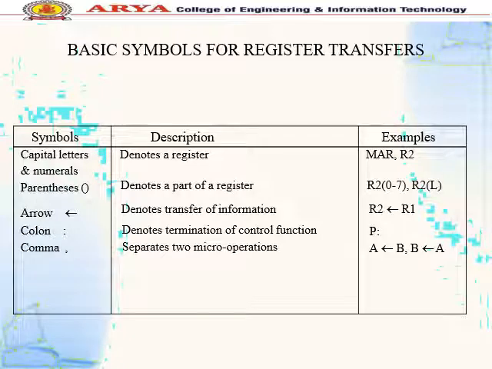The basic symbols for register transfer are shown in this table: symbol, description, example. Capital letters denote a register, such as MAR, memory address register, and R2. Parentheses denote a part of a register, such as R2(0-7) and R2(L). An arrow denotes transfer of information, R1 → R2. A colon denotes termination of a control function, P:. A comma separates two micro operations, A → B, B → A.